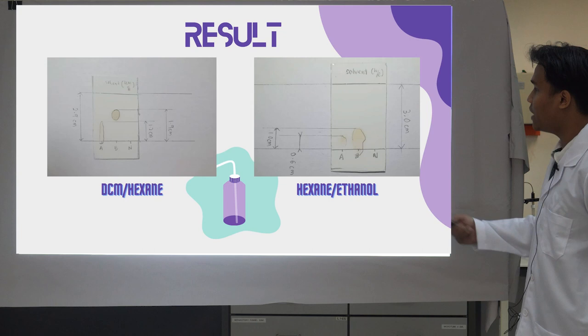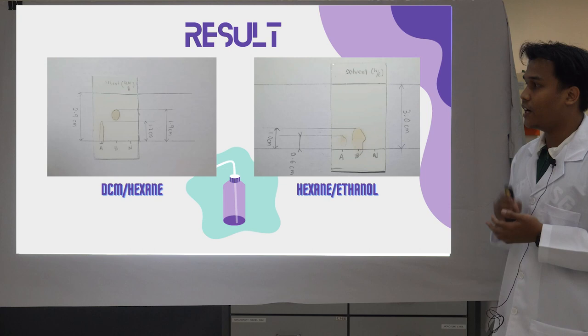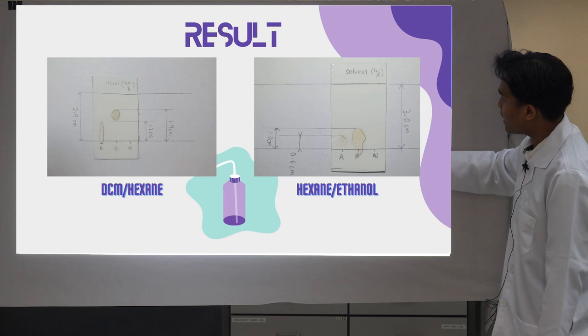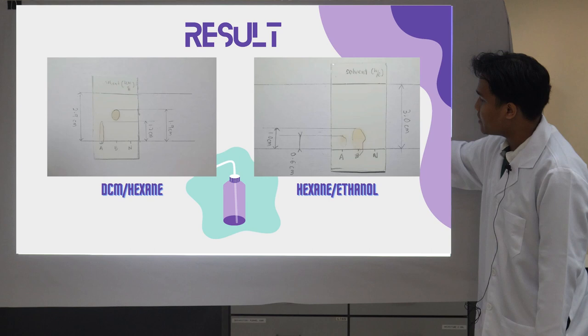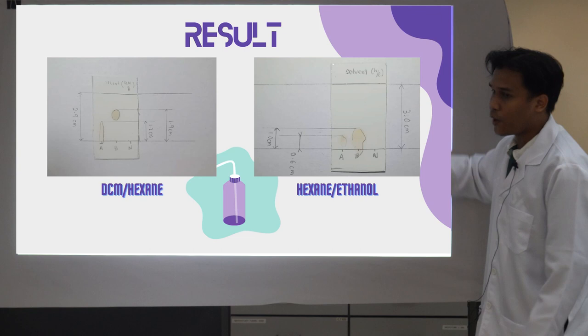So this one is the DCM hexane. I will give one example of how to calculate the retention factor, Rf. First thing first, we need to calculate the distance between the baseline and the solvent front, because we need to divide by the distance the spot moves. We take the example of base: from the baseline to the distance where the base moved on the plate.